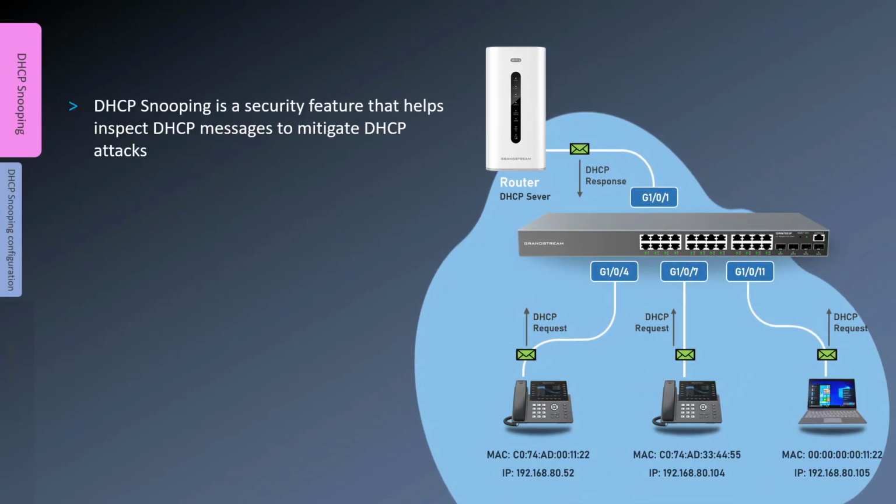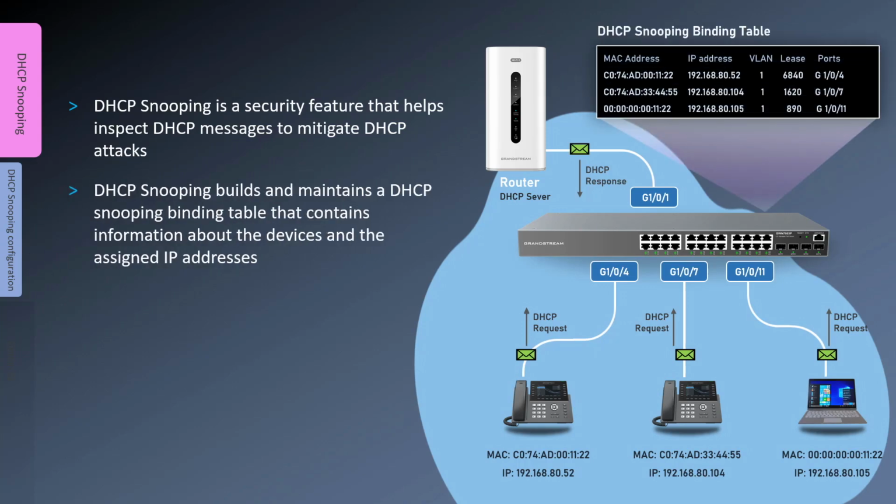To protect the network from these attacks, GWN switches provide a security feature called DHCP snooping, which can be implemented on the switch to inspect DHCP messages and maintain a DHCP binding database that contains information about the devices and the assigned IP addresses. This table will be used as a reference to validate subsequent requests from DHCP clients.